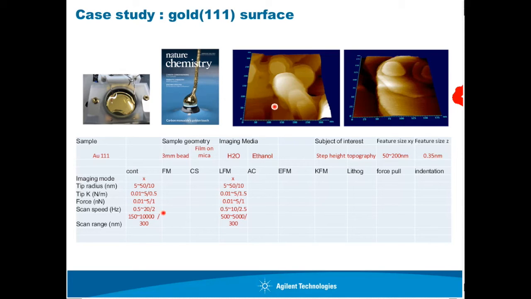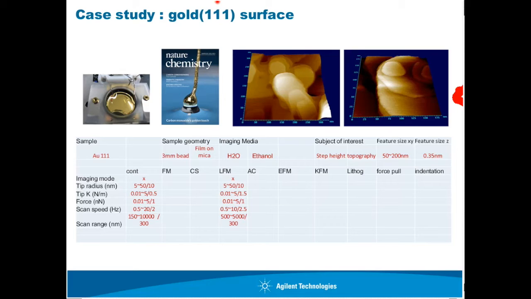And here is the scan range. 300 nanometers gives you a very beautiful view of one terrace. And you can scan from 150 nanometers all the way to 10 microns. Actually, at 10 microns, you can still resolve atomic steps. AFM frictional force is also very good. There's a little typo here. We should put 150 here, not 500. And everything else is the same. Okay.